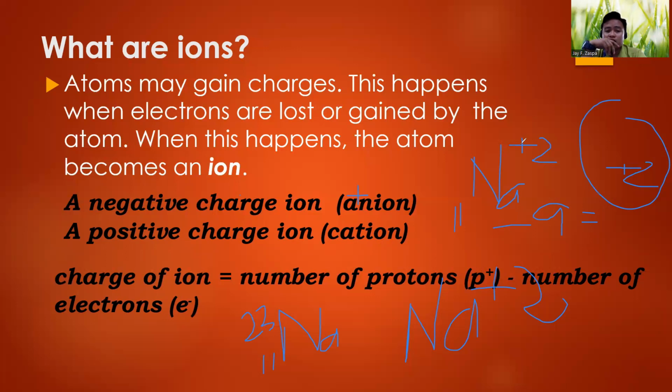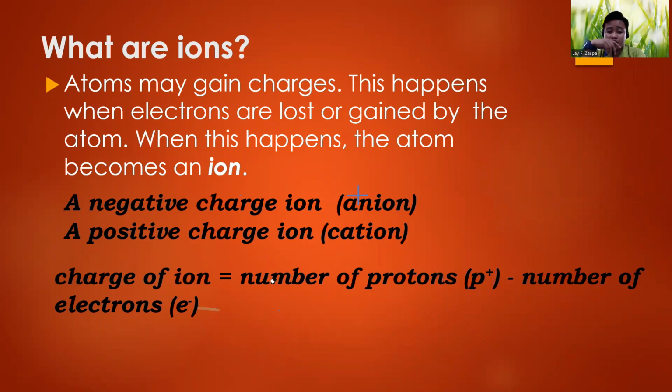Okay, for example, you didn't know the charge of the ion. What are you going to do? For example, you have sodium here. Okay, let's go back to sodium. You have the sodium, and the number of protons given is, for example, 9, and the number of electrons given is, for example, 10.